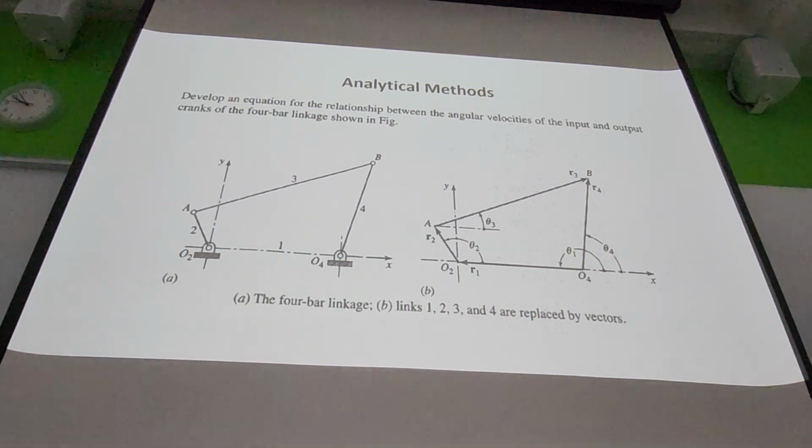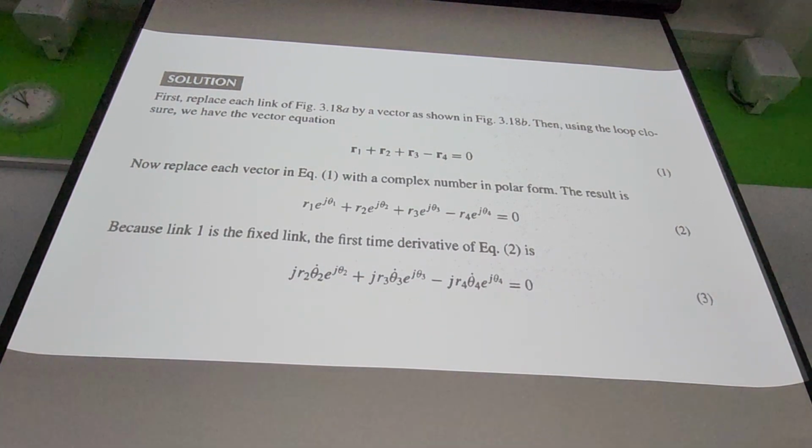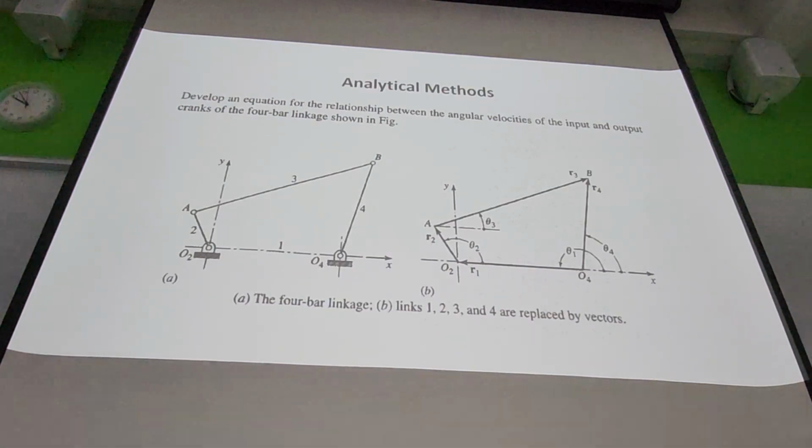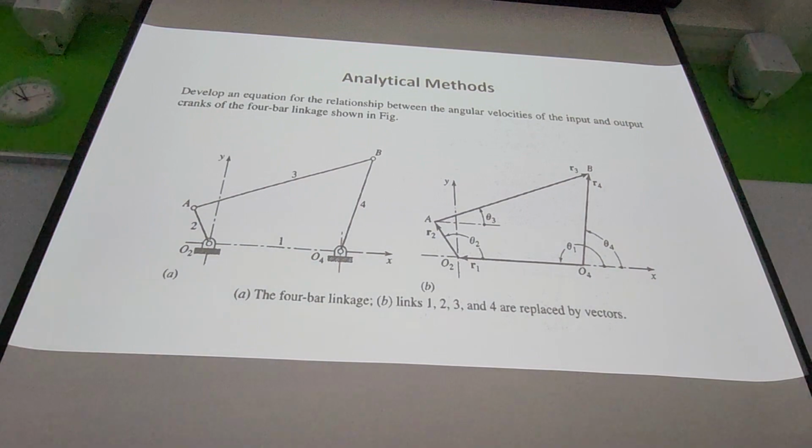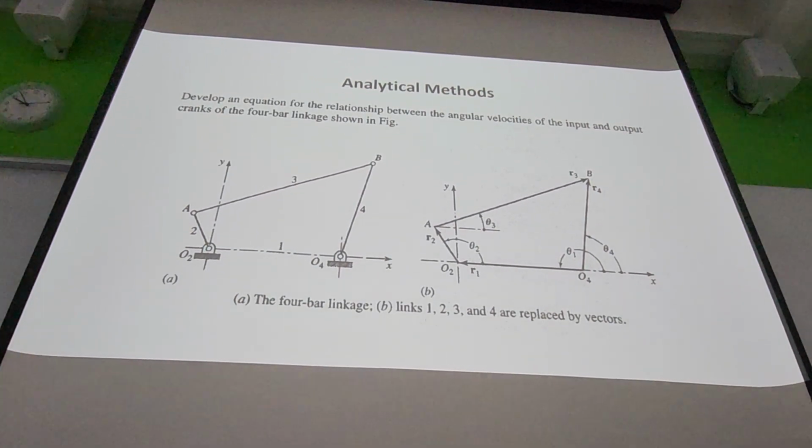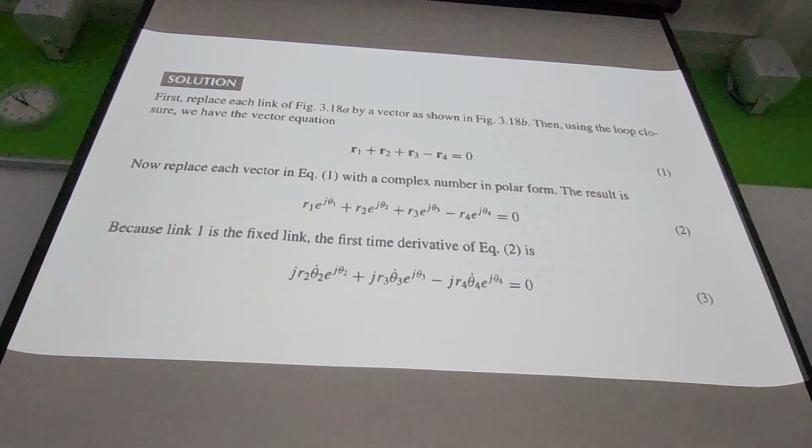So that means you know the vector magnitude and you know the orientation. Okay, so then you can write the sum of these vectors. Now, if you see here, R1 plus R2 plus R3 should equal R4. So vector addition should give a 0. Okay, so this is a closed loop. R1 plus R2 plus R3 should equal R4. Vector addition. So that's what we have written.